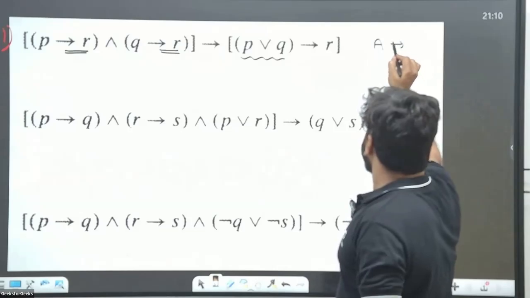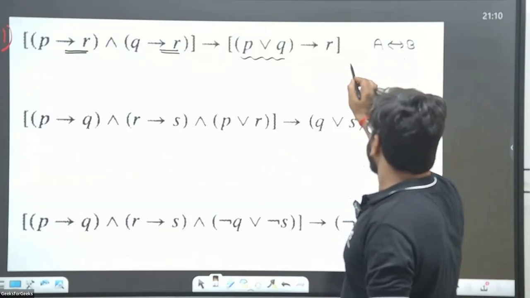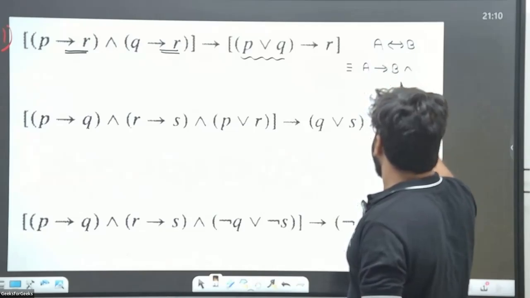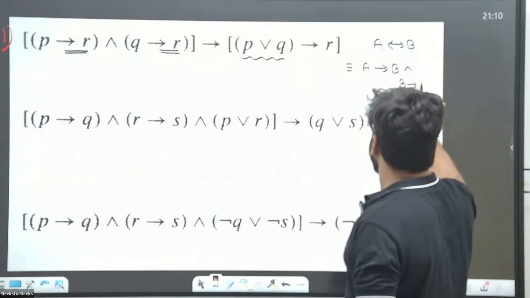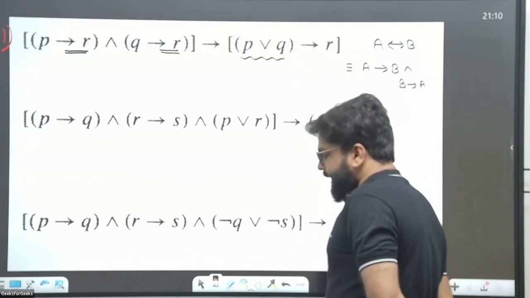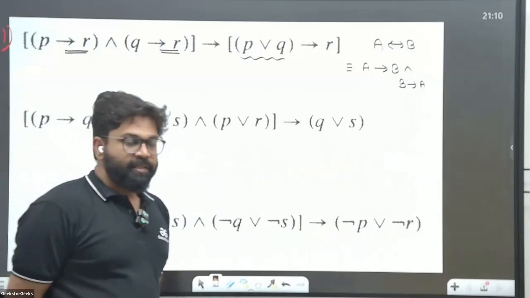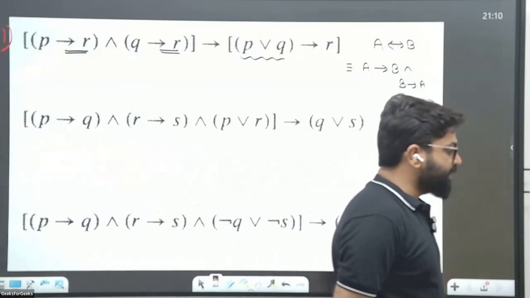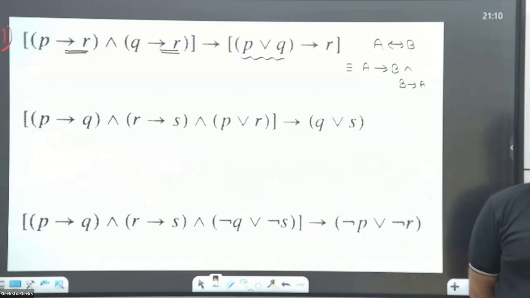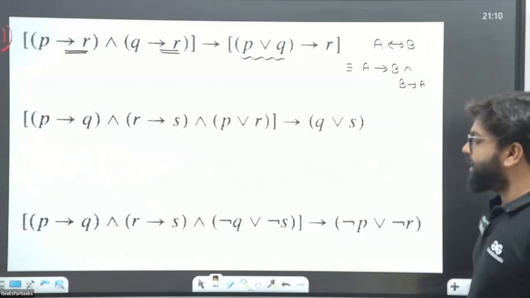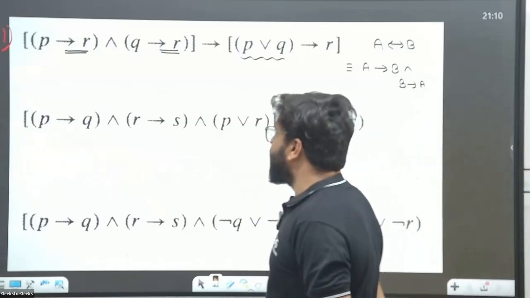Whenever there is a double implication, A double implication B, it is logically equivalent to, that means A can imply B, and at the same time B can also imply A. This is the beauty of double implication. This is the beauty of logical equivalence. Whenever there is a double implication, that means A can imply B and B can imply A.